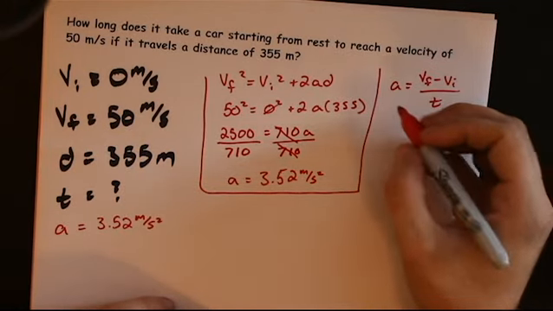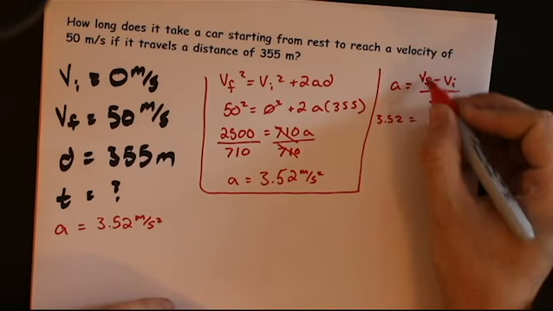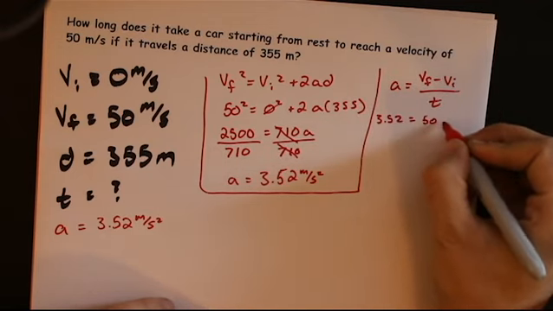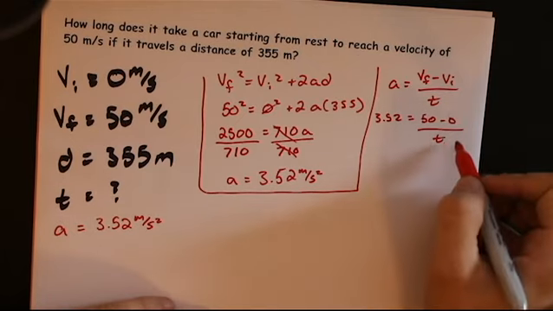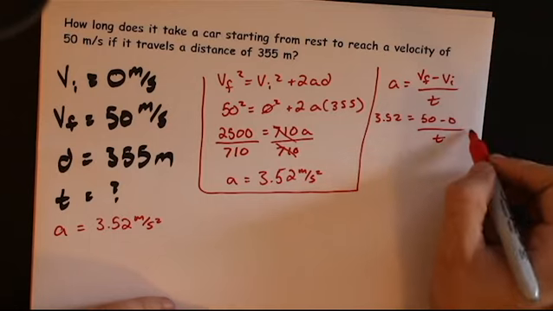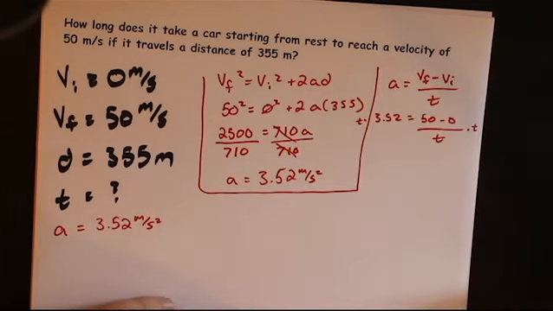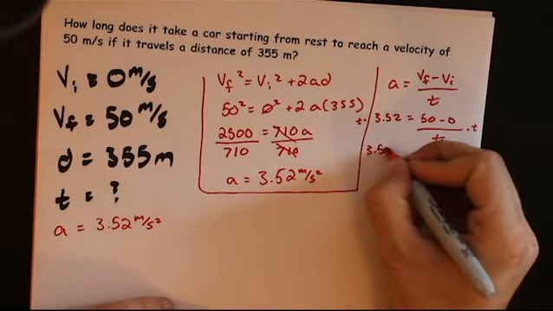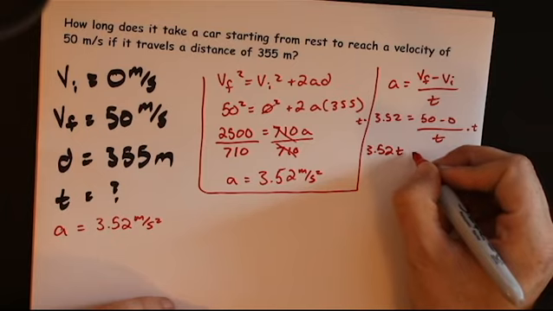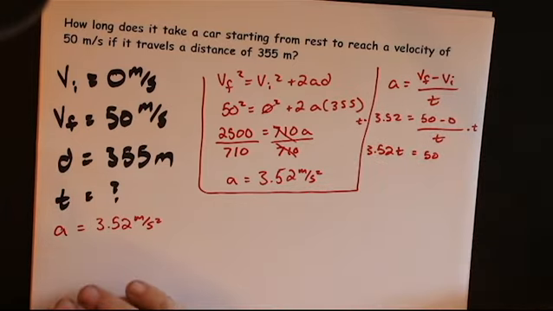All right, so let's go ahead and plug in our numbers. I hope I have enough room over here. 3.52 equals, well, VF is 50 minus 0 divided by T. All right, now, to get my T over here, it means I need to multiply T on both sides. I'm running out of room. All right, and so I'm going to be left with 3.52T equals 50, because 50 minus 0 is just 50.